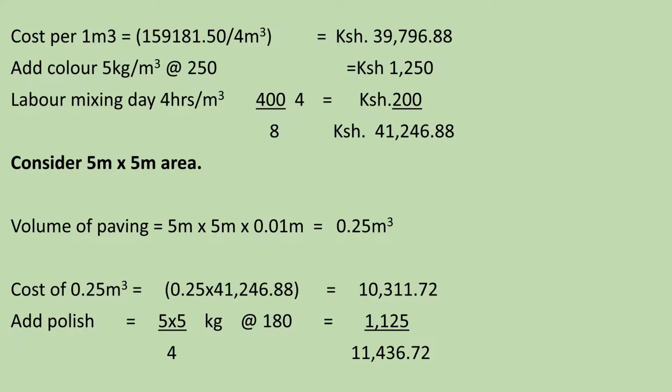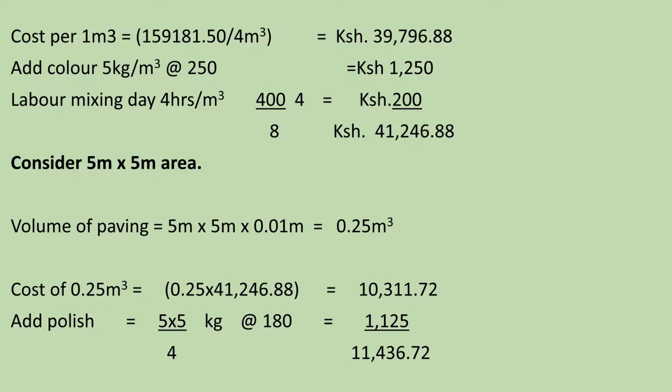So if that is the volume that we are working on, the cost for the 0.25 meter cubic, we had found the cost per meter cubic for the material, for the chips, cement, color and labor is 41,246.88. So what about for 0.25 meter cubic? We shall take 0.25 times 41,246.88. So we shall get 10,311.72.